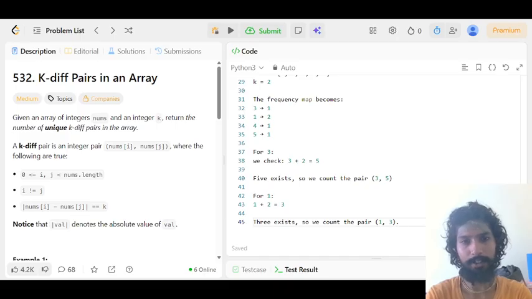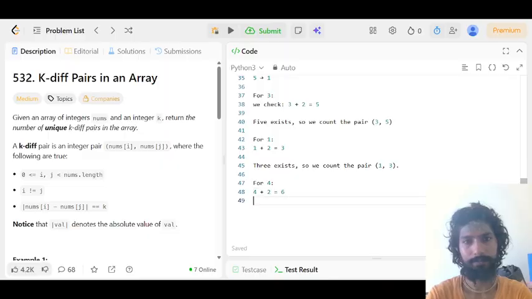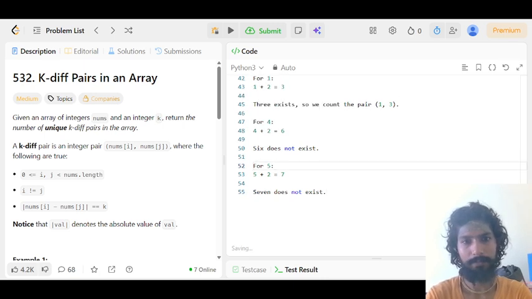And for 4, we check 4 plus 2 equals 6. 6 does not exist. And for 5, we check 5 plus 2 equals 7. And 7 does not exist. Therefore, the final answer is 2.